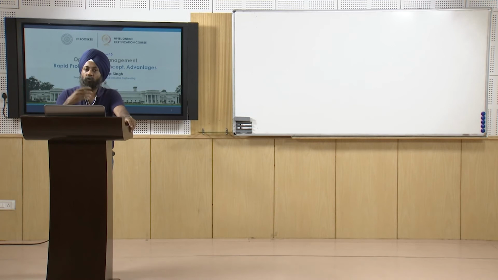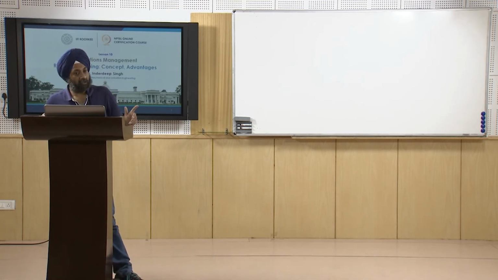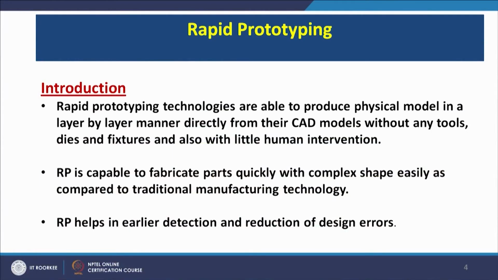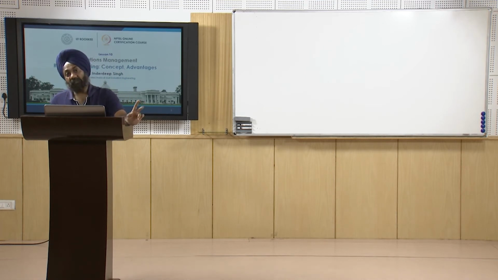So there are a lot of opportunities available with rapid prototyping technology. Without the use of tools, dies and fixtures, we are able to produce a rapid prototype in a very time effective manner. So RP is capable of fabricating parts quickly. As the word rapid suggests, they are able to generate parts quickly, with complex shapes easily as compared to traditional manufacturing processes. So two advantages are coming here. One is quick, another one is complex.